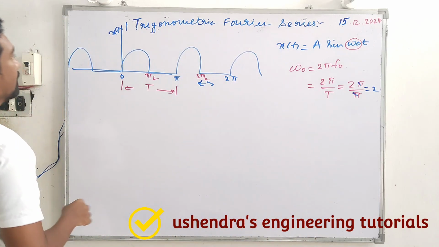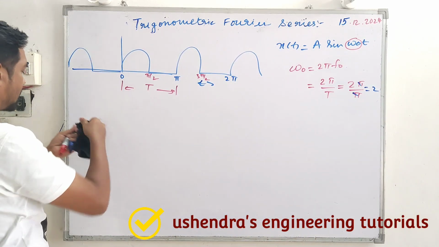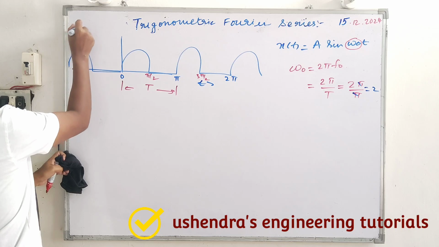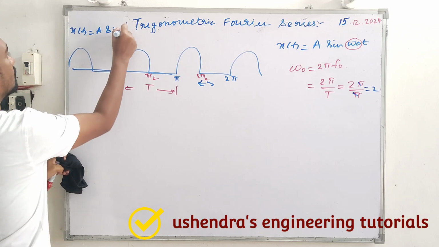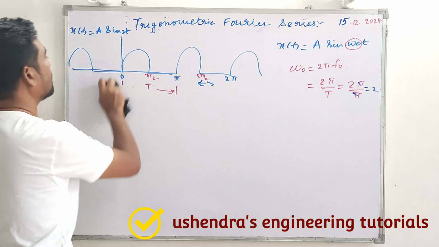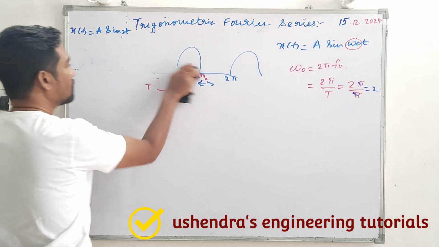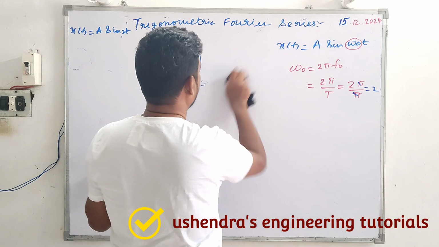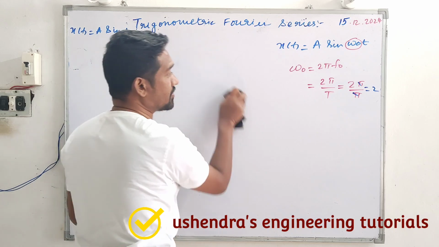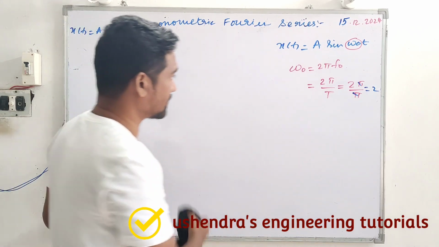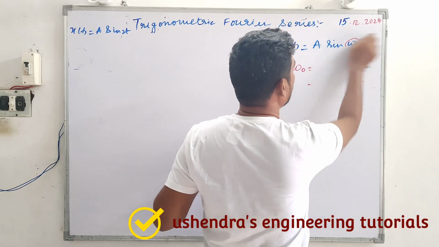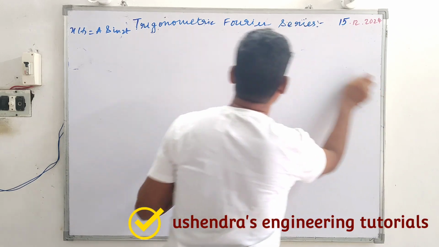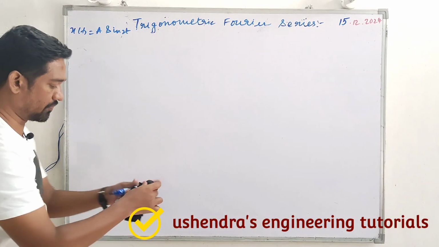And with this we have the x of t expression as x of t equal to A sine 2t, and we have to make use of this expression to evaluate the trigonometric Fourier series representation for this half wave rectified sine wave. Omega naught is 2, which we will be making use of through the entire derivation, evaluating the coefficients and all.